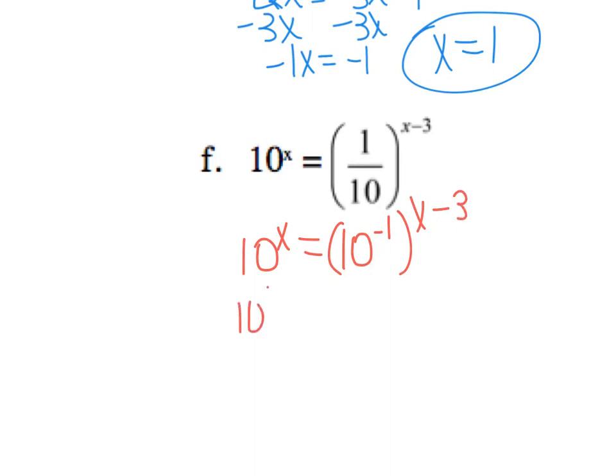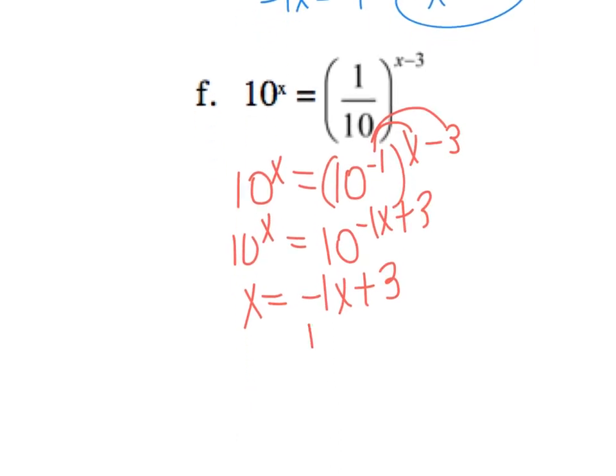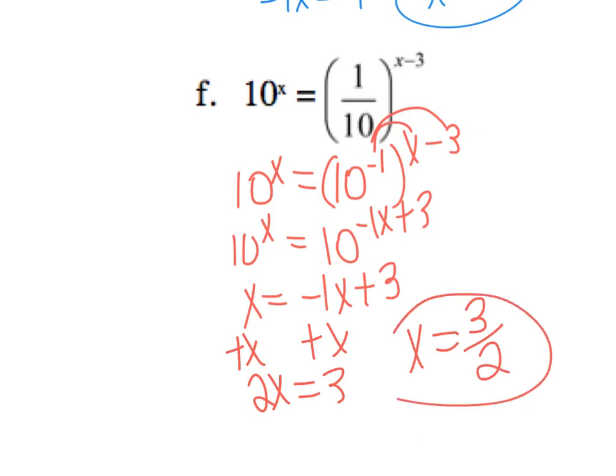So my 10 to the x on the left is all good. It stays there. If I have my base of 10, I'm going to distribute that negative 1. So I get 10 to the negative 1x plus 3. Our bases are now the same. So I get x equals negative 1x plus 3. If I add x to both sides, I get 2x equals 3. And x equals 3/2 or 1.5.